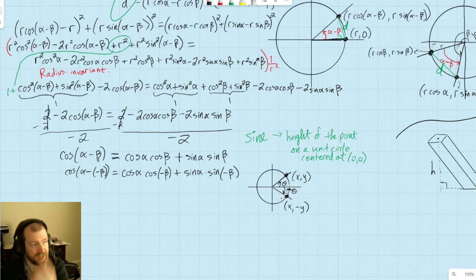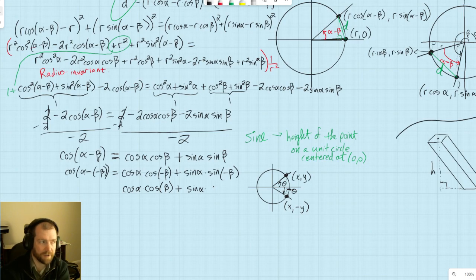So negative theta goes down, and our x values are identical, which means that the cosine values are identical for cosine of negative beta and just cosine of beta, because cosine is an even function. You could also go that way. And then the cosine of alpha just stays the same, nothing changed there, plus sine of alpha times sine of negative beta is going to get you y values, and those are now negative compared to the original. So sine is an odd function, so we're going to get a negative sine of beta as a multiplier.